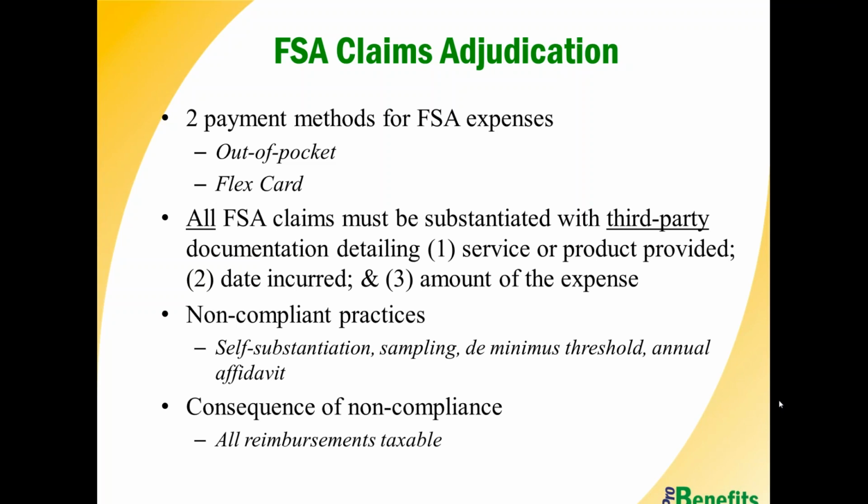Similarly, de minimis thresholds, other administrators potentially could say all claims under $20 are going to be automatically approved. This is also a non-compliant way to administer claims. All claims, regardless of the amount, must be substantiated. And then finally, the plan sponsor can't just rely on an annual affidavit by the participant that says, I promise that this year I will only submit eligible FSA claims. That's simply not permitted as a method of claims adjudication. Every claim that is submitted needs to be substantiated by a third party.